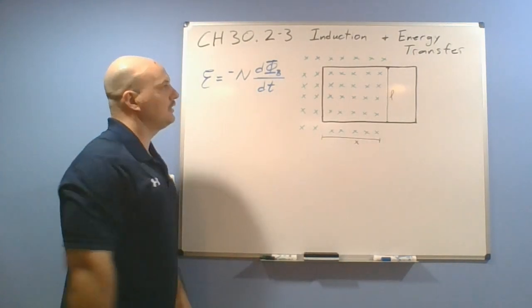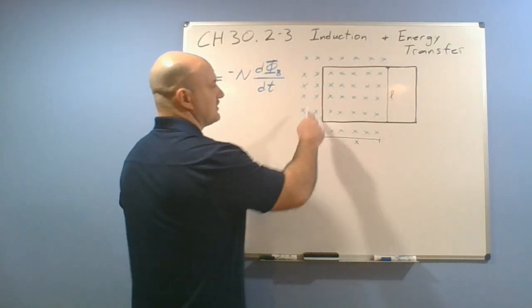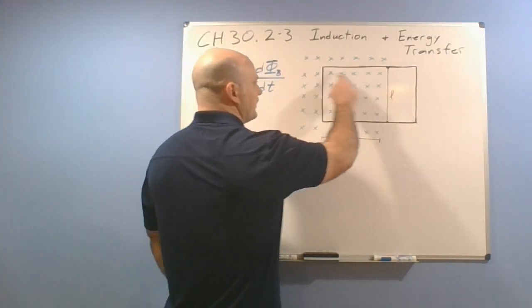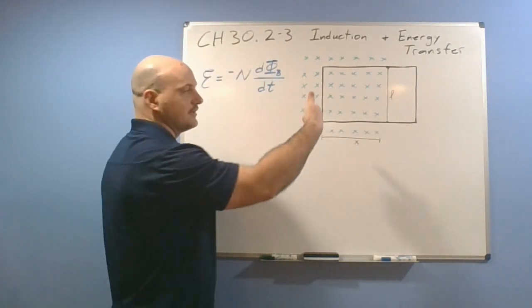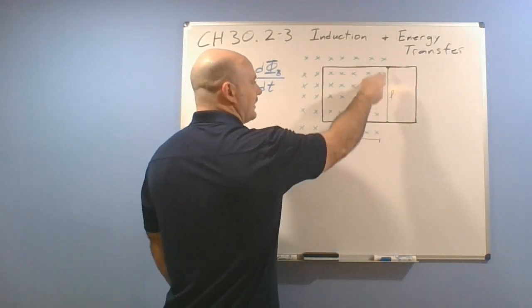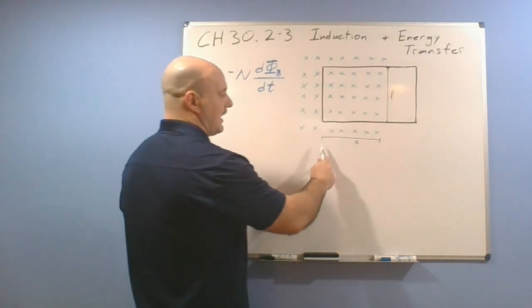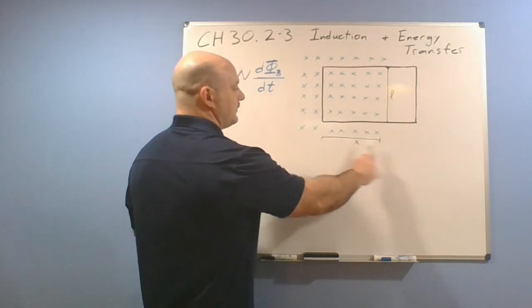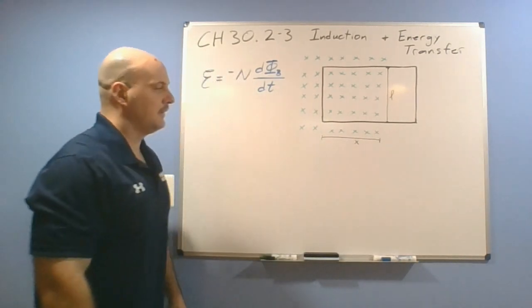Today, what I want to do is talk some more about that. What I've got here is a loop of wire. Okay, this is my loop of wire. It is in the presence of a magnetic field. That magnetic field is into the board. There are dimensions of the wire. I've got a length dimension here, and I've got a width dimension here. This is the portion of the wire that is in the magnetic field.